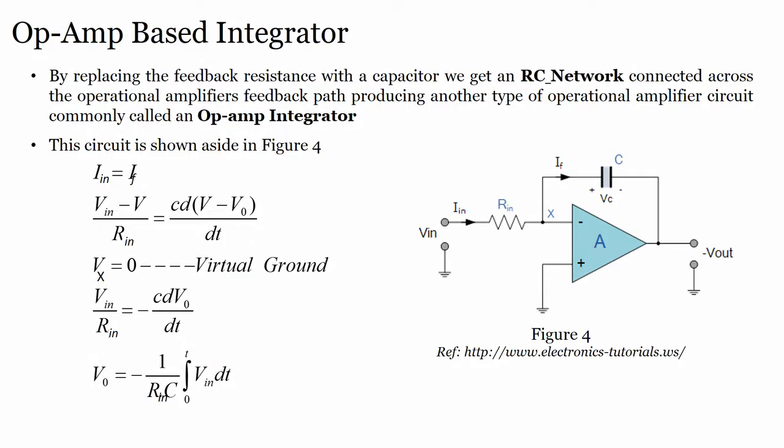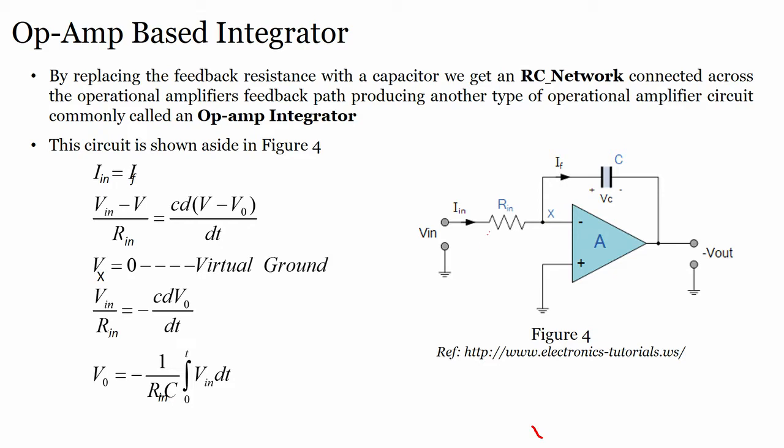So, what we have seen until now is that there is a feedback resistor RF, and in that case it becomes your inverting amplifier. Now, if you replace this RF by a capacitor, it becomes your integrator. So easy, extremely easy, right.